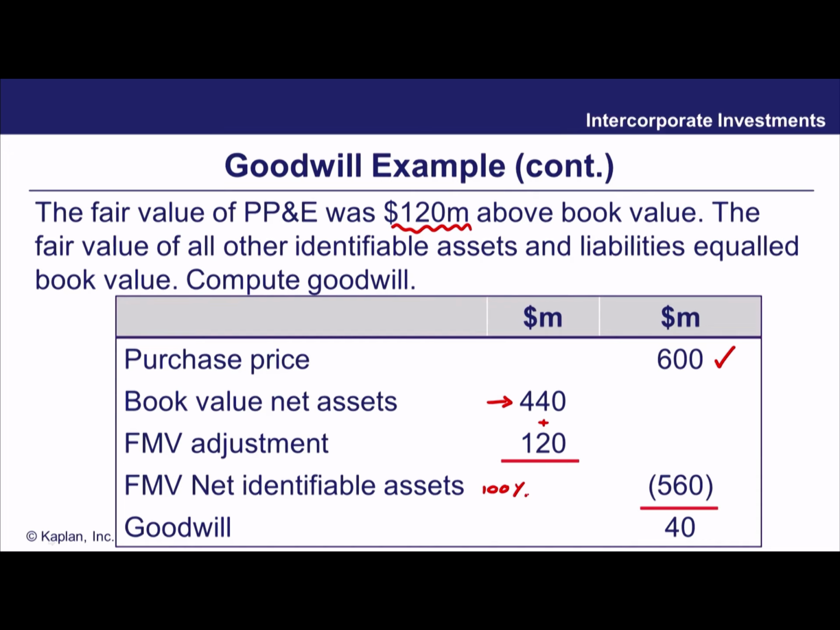Remember, if you own less than 100% of the company, let's say 80%, you'd bring in 80% of the fair market value of net identifiable assets. But here we own 100%, so we're going to deduct the 560. So we've paid 600 million, we've acquired fair market value identifiable net assets of 560 million, and the difference between what we paid and what we acquired is, of course, our goodwill figure. So in this case, we've got a goodwill figure appearing in the group accounts of 40 million.